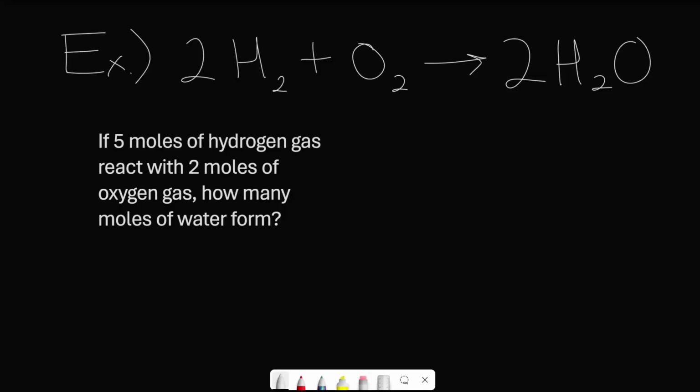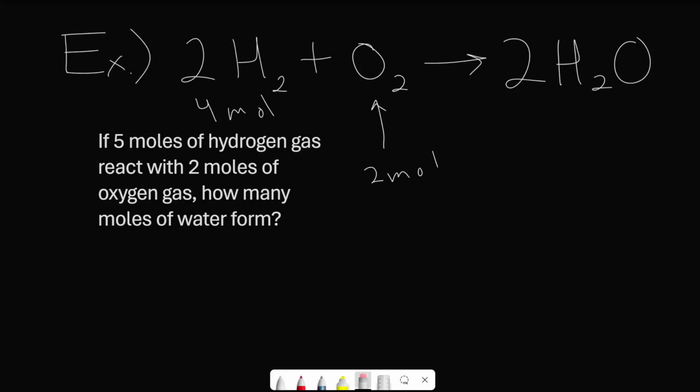And so naturally, I need to know which one is limiting. The easy answer is that the limiting reactant has to be the oxygen gas. And it's not because 2 is smaller than 5. It's because I expect there to be a 1-to-2 ratio between the oxygen and the hydrogen gas. So if I'm starting with 2 moles of oxygen gas, then I need at least 4 moles of hydrogen gas. If I'm given 5 moles of hydrogen gas, clearly I have more than I needed. So therefore, there's 1 mole of hydrogen gas in excess.